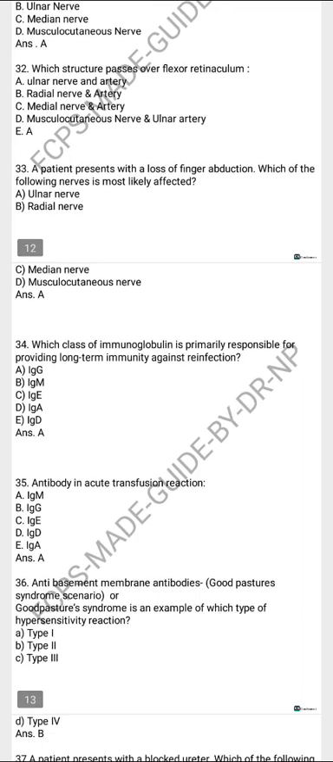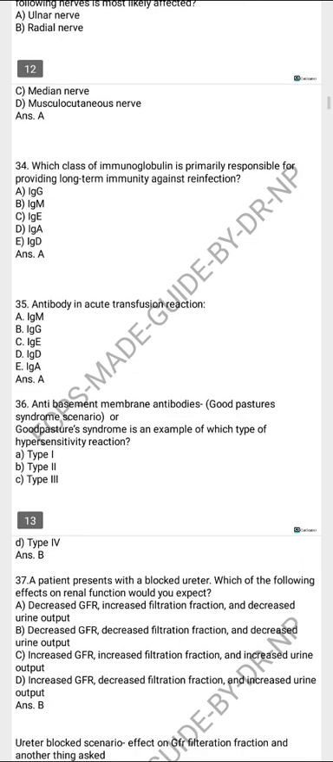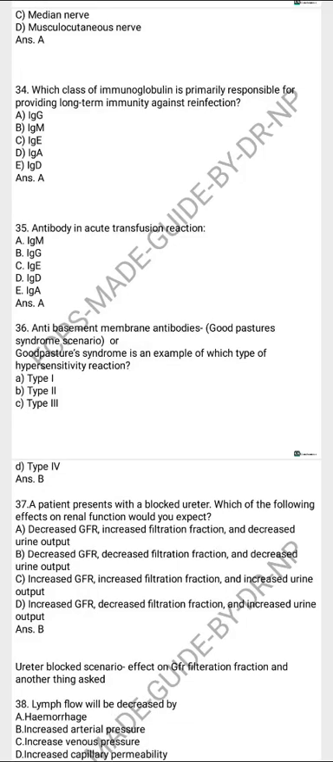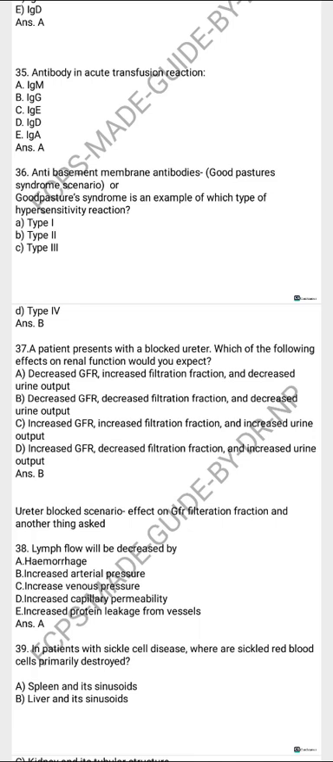Which class of immunoglobulin is primarily responsible for providing long-term immunity against reinfection? That is IgG. The antibody in the acute transfusion reaction is IgM. Anti-basement membrane antibodies in Goodpasture syndrome are an example of the following hypersensitivity: type 2. The patient presents with a blocked ureter. Which of the following effects on renal function would you expect?